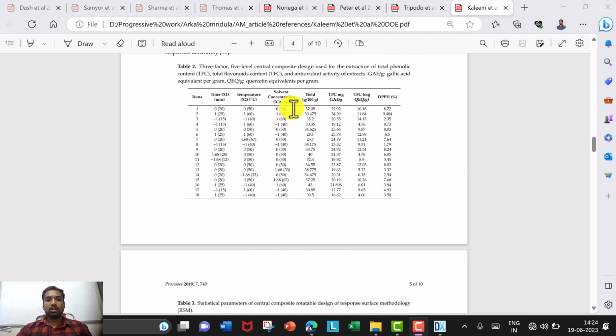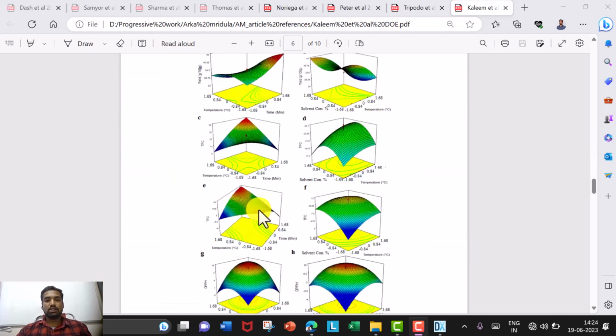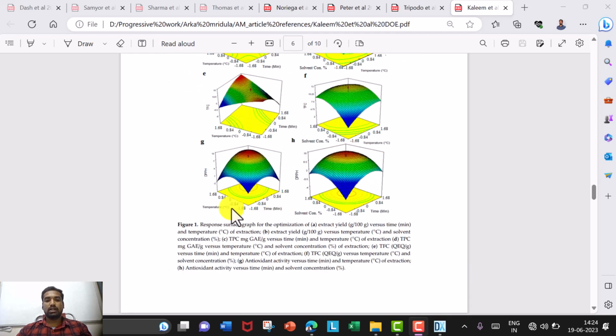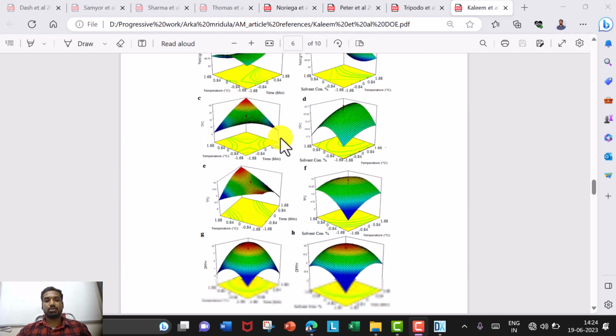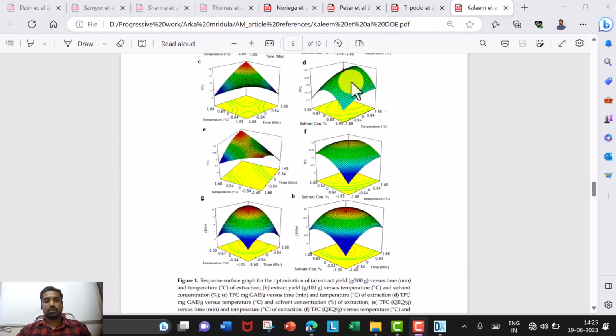He took 3 factors. He didn't take a categorical variable, only numerical variables he took, and 4 responses he put, and he got 3D structures of the responses like this. 4 responses, 4 3D diagrams.